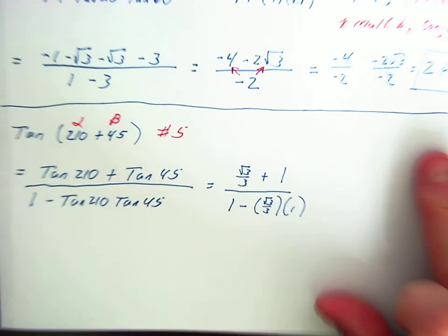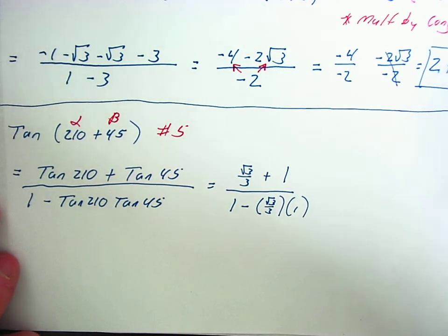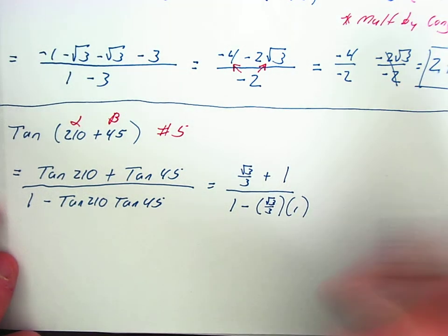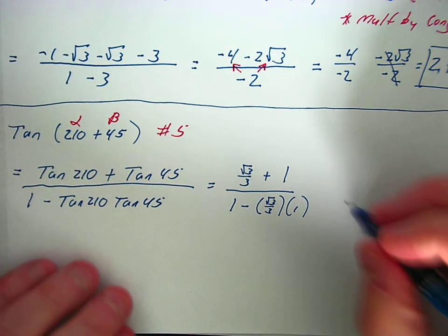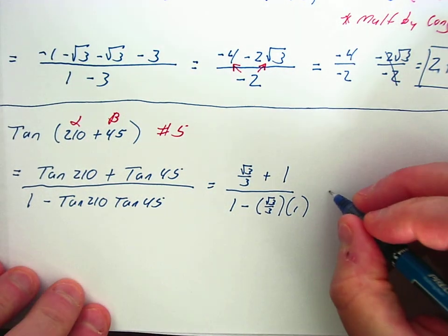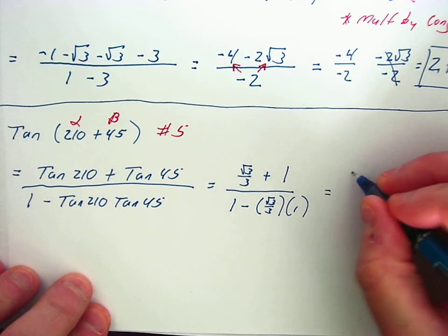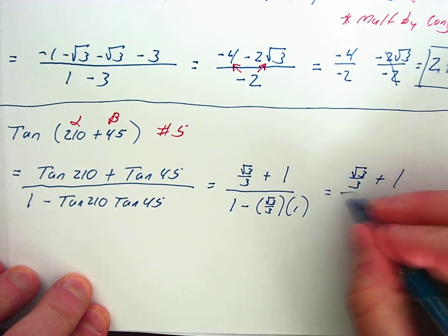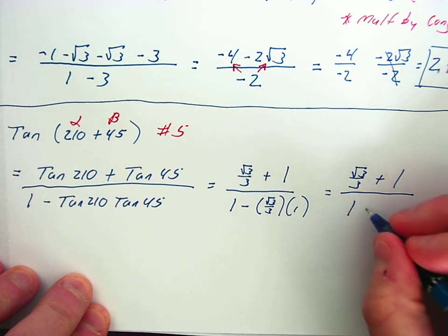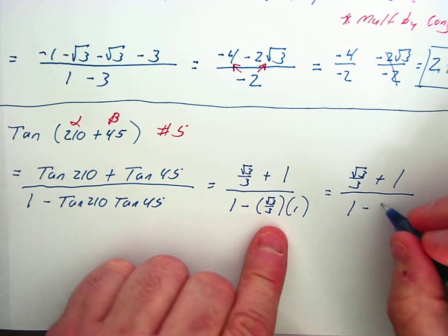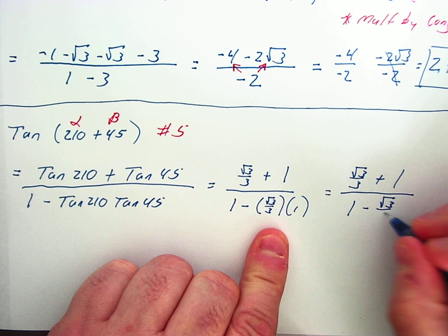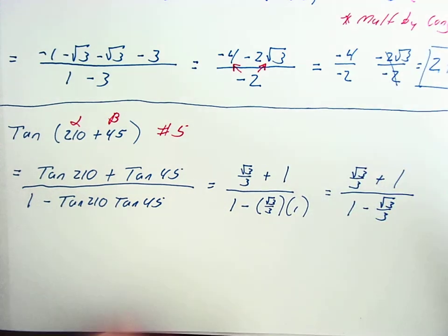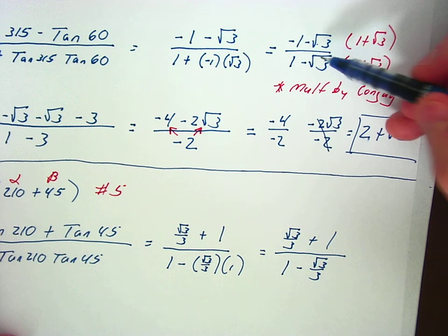All right, so now I'm going to multiply these together. And what is it going to give me? So I have square root of 3 over 3 plus 1 over 1 minus square root of 3 over 3. Because that times 1 is just that. The same thing happened here that happened in this step right here.